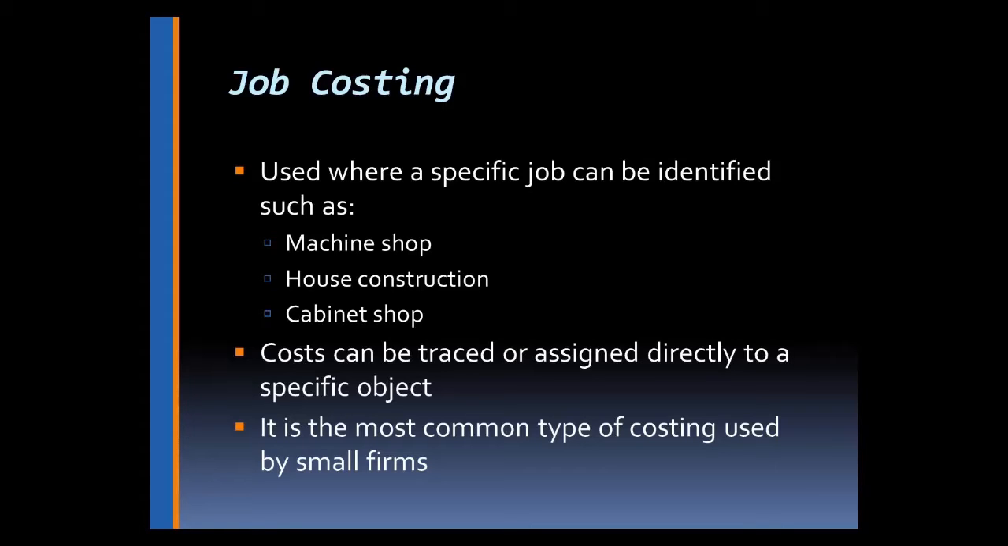You'll find it being used in a machine shop, where somebody brings in a particular item that they want machined, or in house construction. A contractor's building a house. That is a job. You can identify all the costs for that particular unit. Or a cabinet shop. Let's say somebody comes in and says, I want you to build a set of cabinets for my kitchen. That is a job. So the cost can be assigned directly to that specific job, which is also referred to sometimes as the job objective.